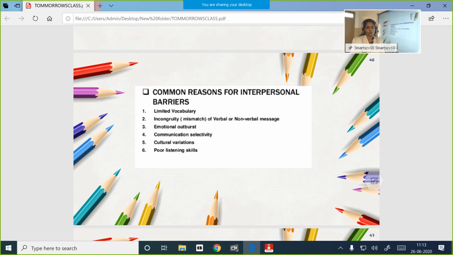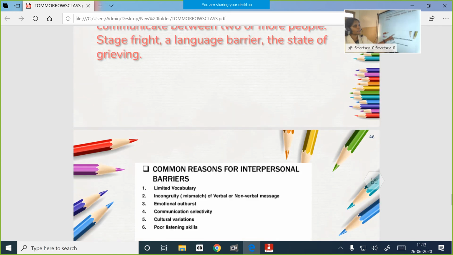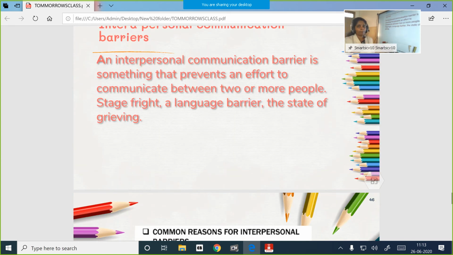Then cultural weightage; as I told you, background is very important. So we don't speak much to a person from a different culture or who is very different from us. We don't go and speak to them very often, isn't it? Then poor listening skill. Sometimes we won't listen, we just go and talk to them, or they won't listen. All that can cause an interpersonal communication barrier. So what is an interpersonal communication barrier?